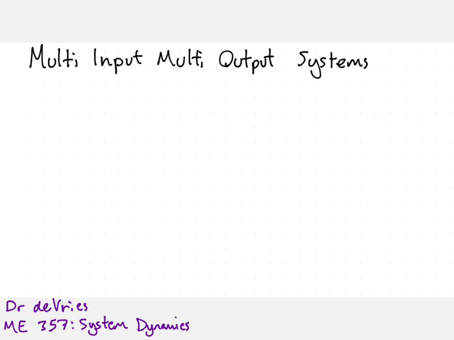Let's say now that instead of having a single input, single output system, or a multi-input, single output system, we're now going to have a multi-input, multi-output system. Now this represents most systems in the real world, because for any system there might be multiple things that affect how our system behaves, and there may be multiple outputs that we can measure.